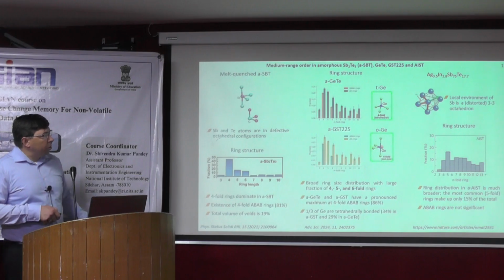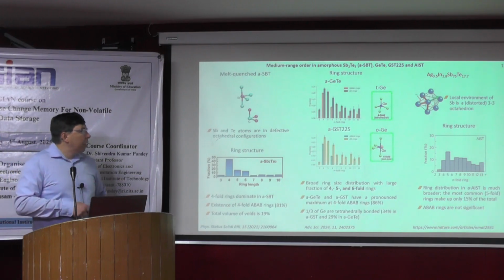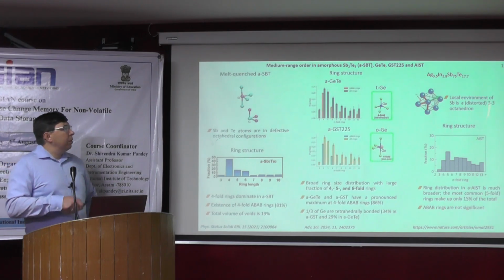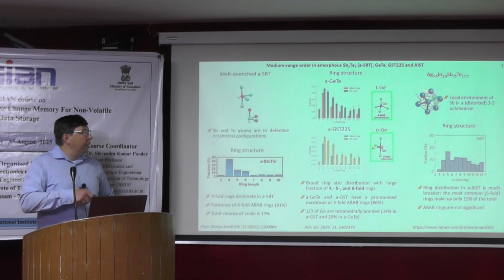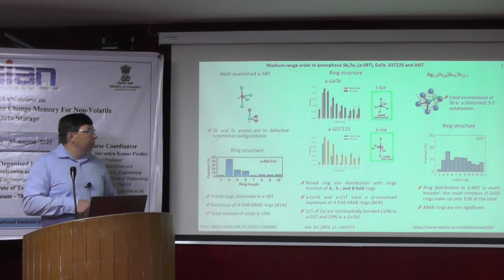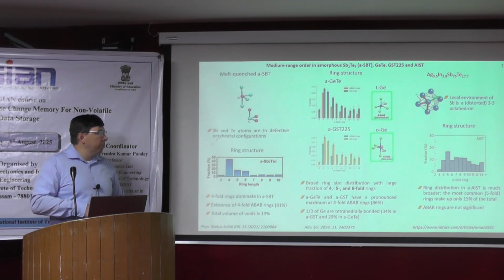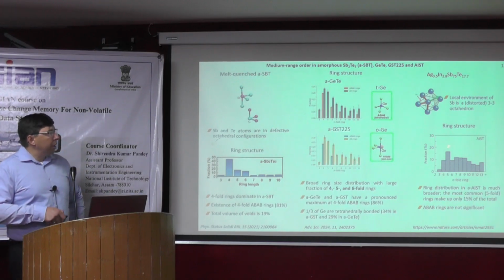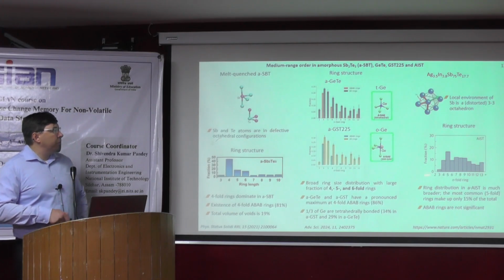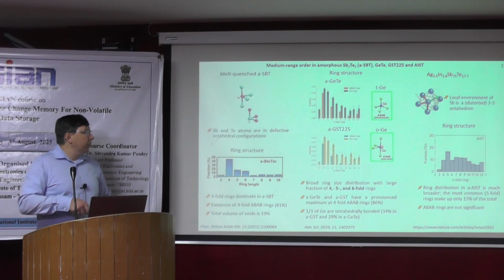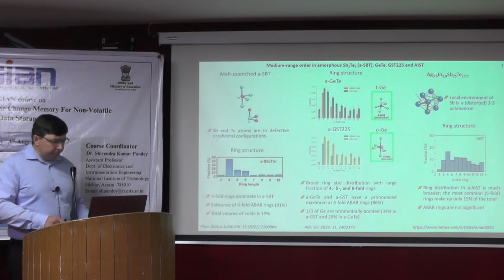That is because of some issues, as I talked about before. AIST is another phase change material, silver indium antimony telluride. It has an even larger ring statistics distribution. Here there are many 5-fold rings, but also a huge difference in the other rings. And they don't have ABAB rings; they are not so significant in this material.